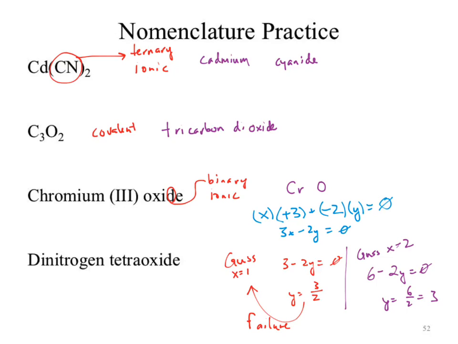The x equaling 2 corresponded to the amount of chromium ions, so there are 2 chromiums. The y, the 3, corresponded to the amount of oxygen. And I now have my formula.